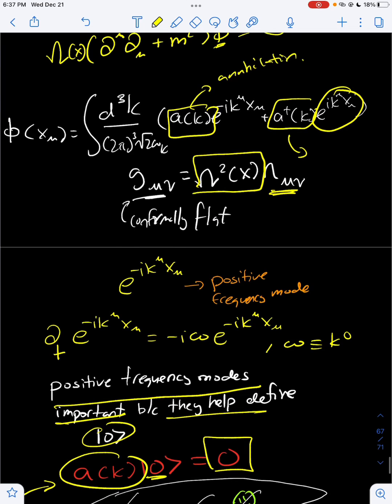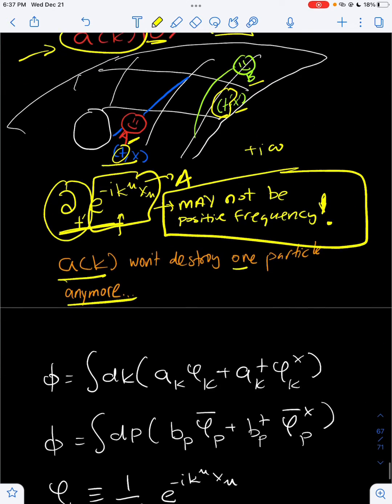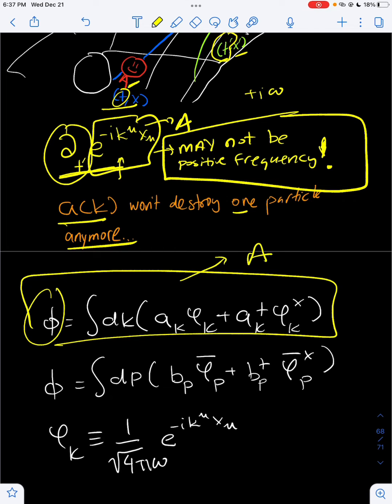And this means that B will say that A of k won't destroy one particle anymore, since A of k was attached to the positive frequencies, but B doesn't say that this is positive anymore. So he might actually see A of k as destroying particles instead of creating them. We can make this concept more concrete by again expanding our field phi in terms of plane waves. So this is what A is going to see. Now B is going to agree on the same quantum field, but B will decompose it in a different way.